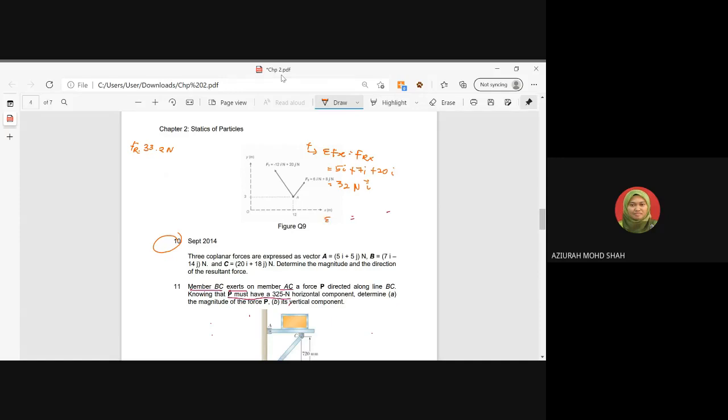Right, for Y, summation of Fy equal to FRY. This is the positive FRY. So 5J minus 14J plus 18J. Okay. Negative 9 plus 18, dapat 9 lah.